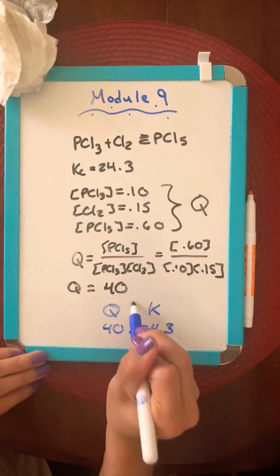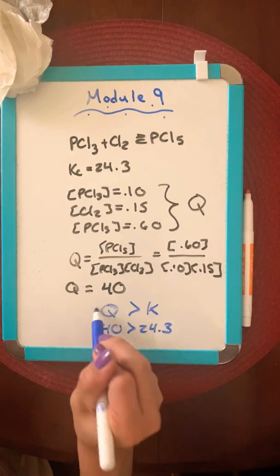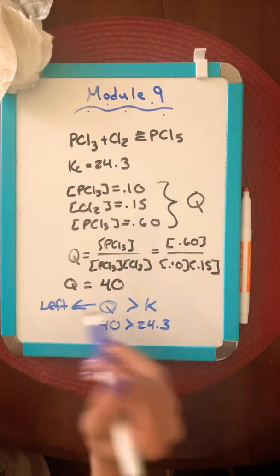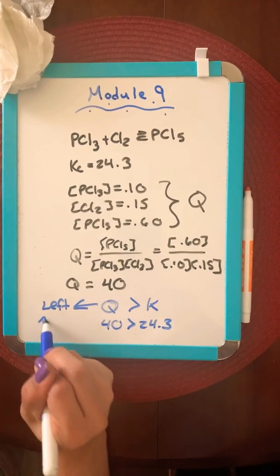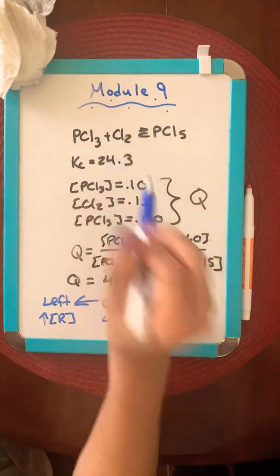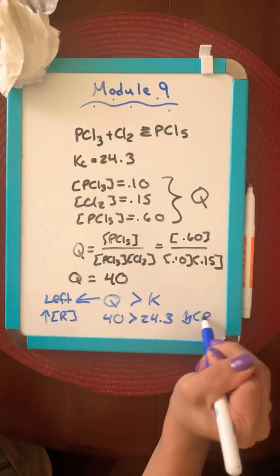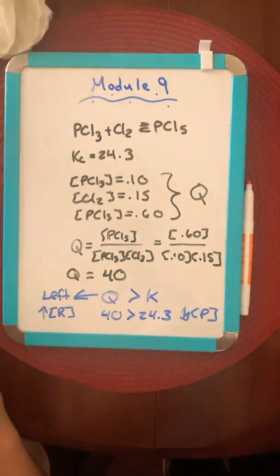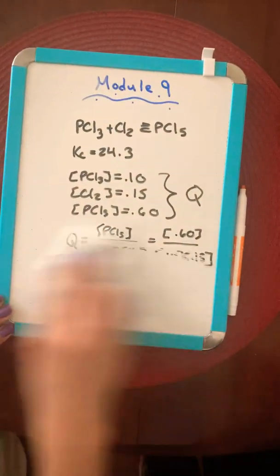Since 40 is greater, Q is greater than K, which means it's going to be shifting to the left. Remember, when it's shifting to the left, that means we're going to be increasing reagents, which in this case is PCl3 and Cl2, while decreasing products, which in this case is just the PCl5. So now let's look one by one at the multiple choice so we can see which is which.